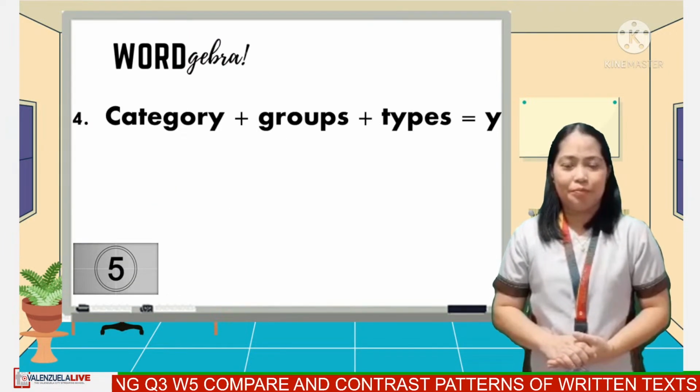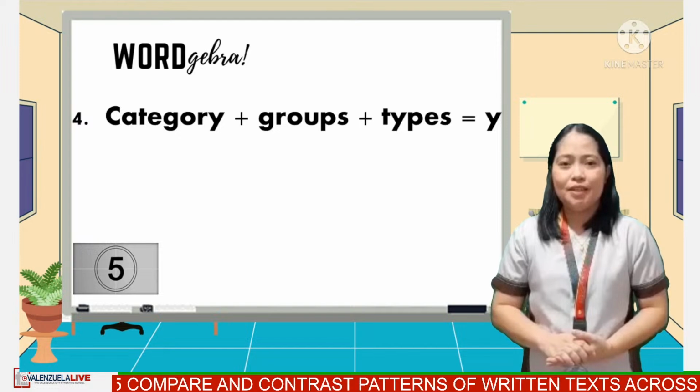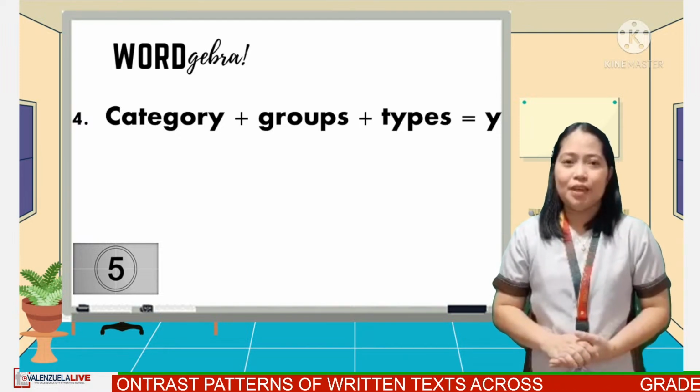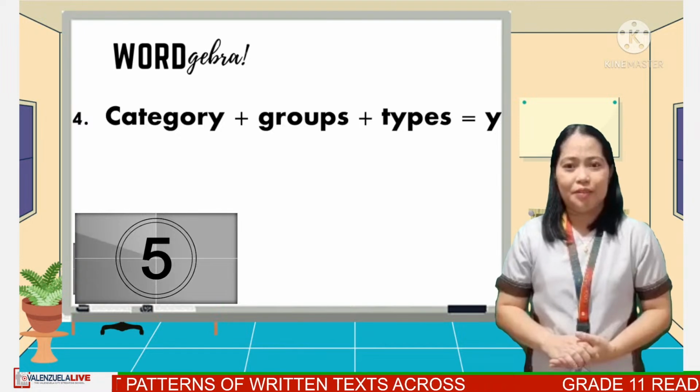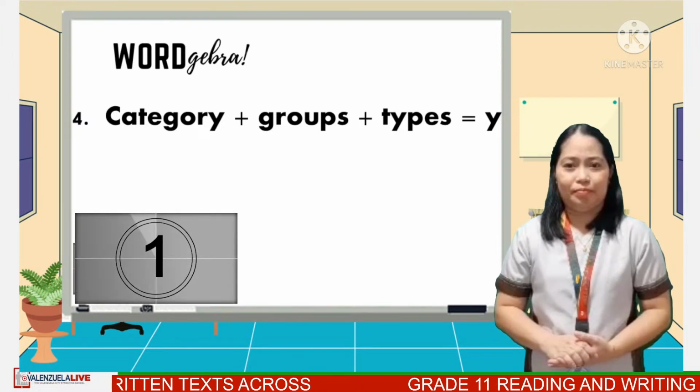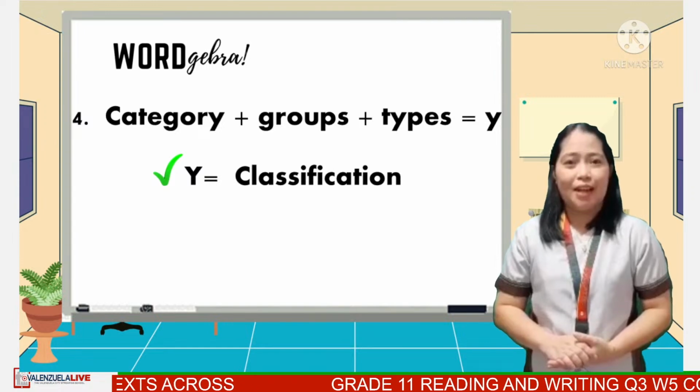Number 4. Category plus groups plus types equals y. The answer is classification.